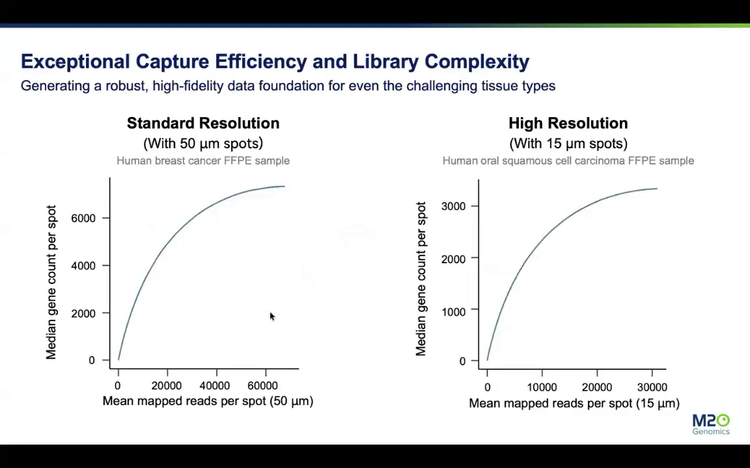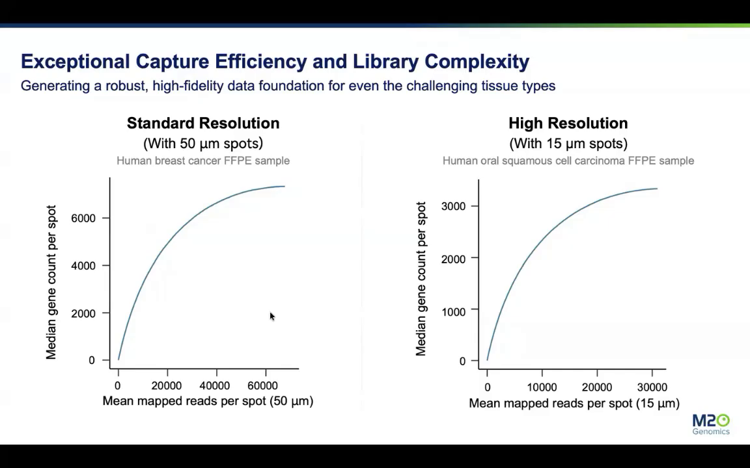Although UMI and gene counts provide important measures of performance, they don't show the full picture. So we also examined saturation curves across different spatial resolutions. On the left, we show a human breast cancer FFPE sample profiled at 50-micron resolution. On the right is the oral squamous cell carcinoma FFPE sample that we saw previously at 15-micron resolution.